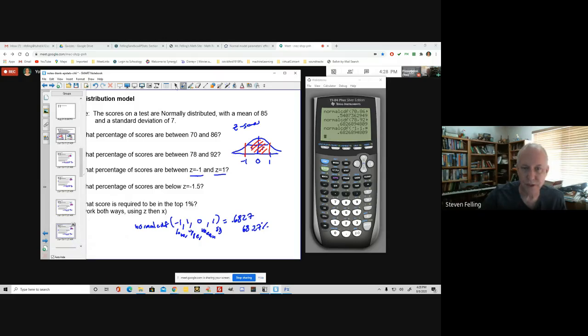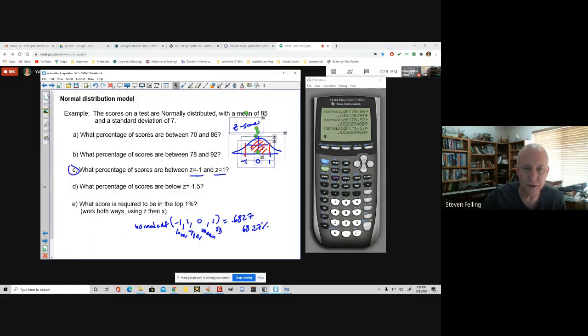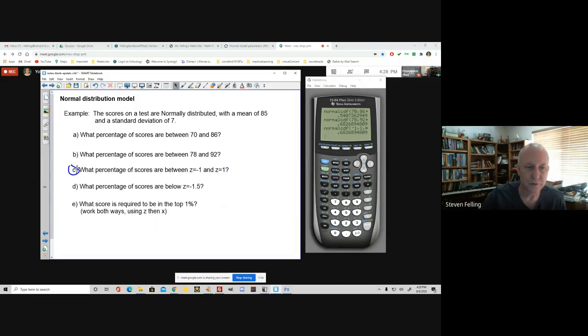So for the next one, we are going to do problem D. And for problem D, it says what percentage of scores are below the z-score of -1.5? Okay, so we'll draw a sketch. Okay, this is z-scores, so I'm going to use 0 and 1. This is 1, this is -1. And this just says below -1.5, so they only gave me one boundary here. So if I went to -1.5, that would be about here, -1.5, and it just says below that.